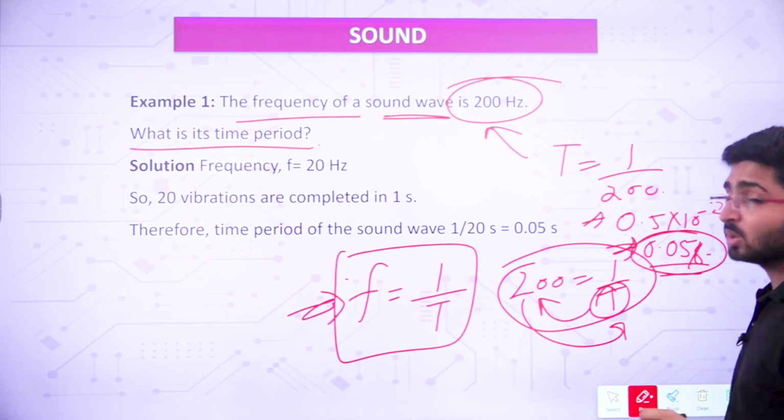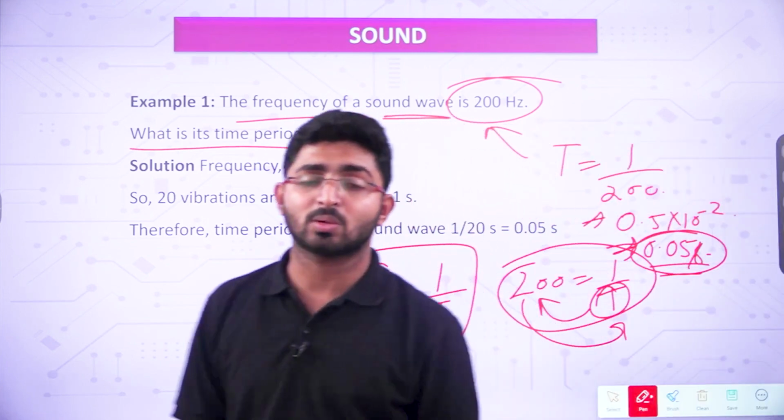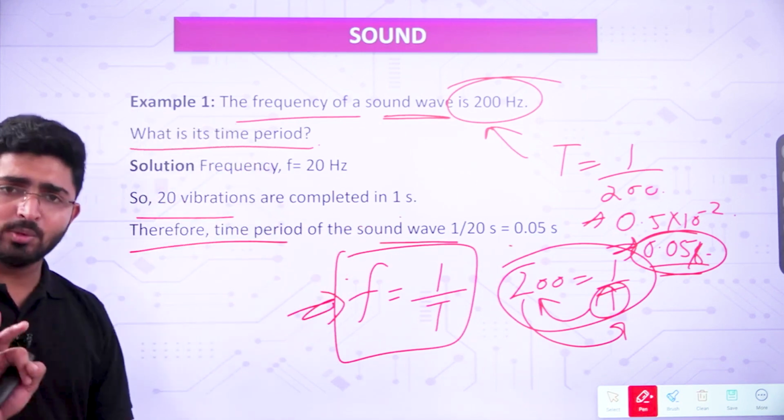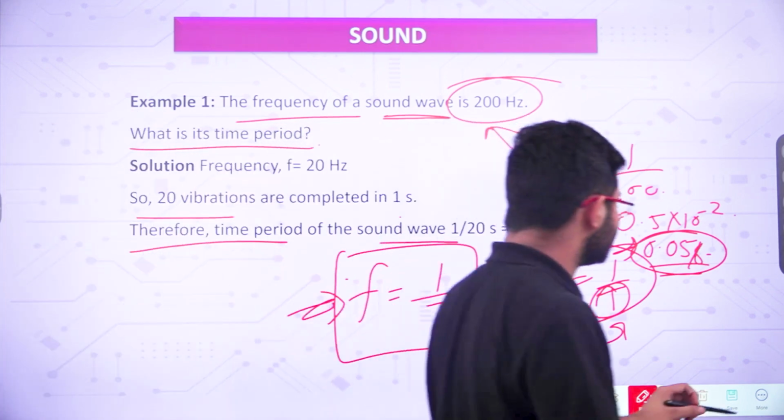Because we are denoting the time period, it will be denoted in seconds. You can see here, this is completely written. I hope this is clear to you. You can take the screenshot of this example.